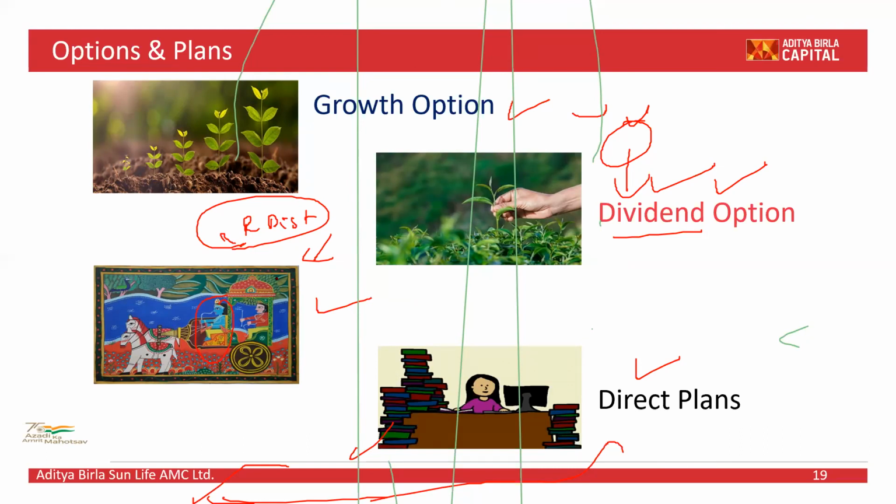So this is a regular plan. And now if you're doing it directly without any distributor, it is called a direct plan. Is there any difference? Yeah, there is a difference. If you use a registered distributor, then there is some element of commission which goes to him. It could be in the range of 0.75 to 1%, or something lower than that. So if you invested say 100 rupees, then 1 rupee could go to the distributor.